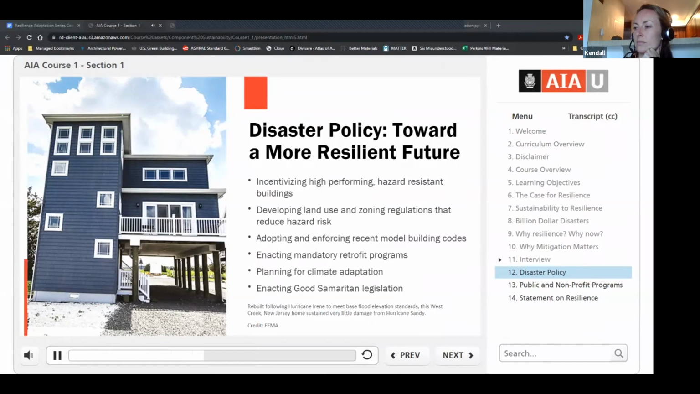In addition to these federal steps, state and local governments are striving to implement best practices for building communities that are better able to withstand and rebound from disasters, including incentivizing the construction of high-performing, hazard-resistant buildings, developing land use and zoning regulations that reduce hazard risk, adopting and enforcing model building codes, enacting mandatory retrofit programs to reduce vulnerability, proactively planning for climate adaptation, and enacting Good Samaritan legislation to facilitate the engagement of design professionals in determining the safety and habitability of homes post-disaster.